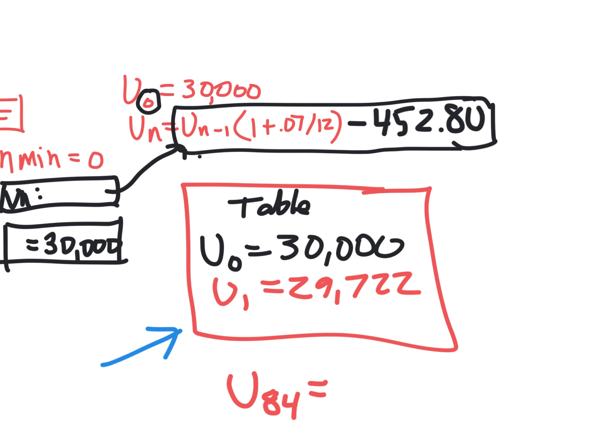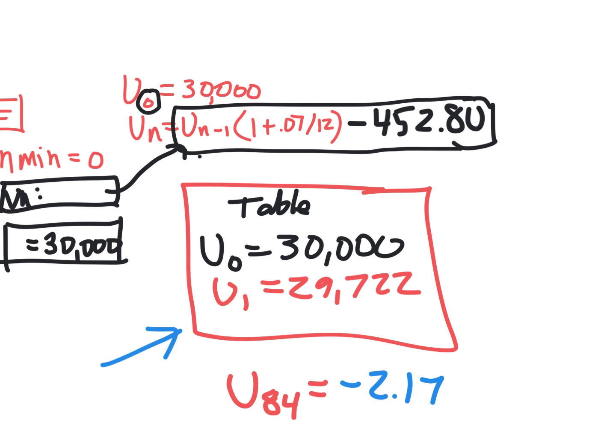Nordstrom, what does U84 tell you? It says negative 2.17. So at that moment, they owe you $2.17 back.